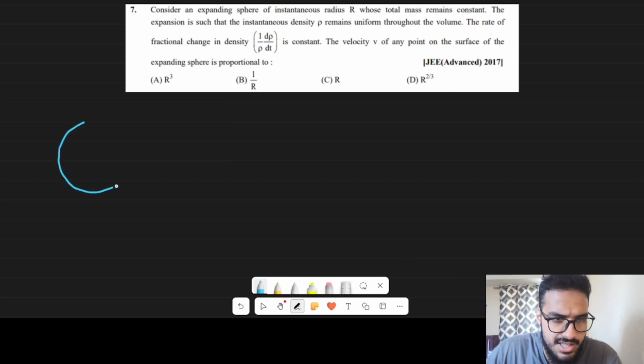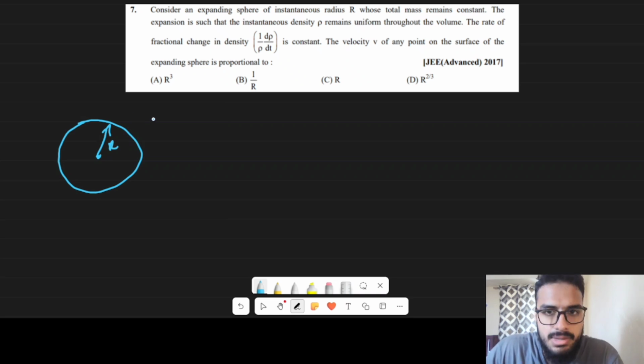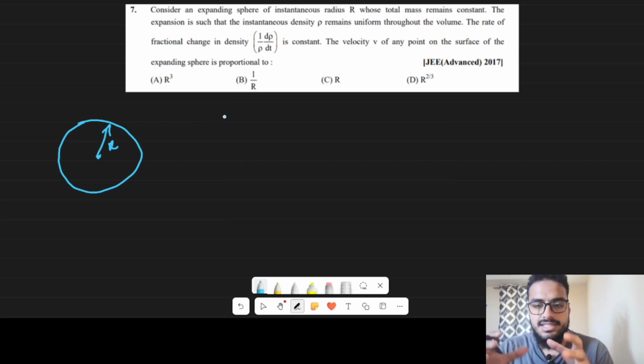2027, JEE Advanced. It is given that there is an expanding sphere, so the radius will be expanding. The total mass remains constant, and the expansion is such that the instantaneous density remains uniform throughout the volume. So the density is not scattered, it is uniform throughout the volume. The rate of fractional change is constant, so this term is constant.